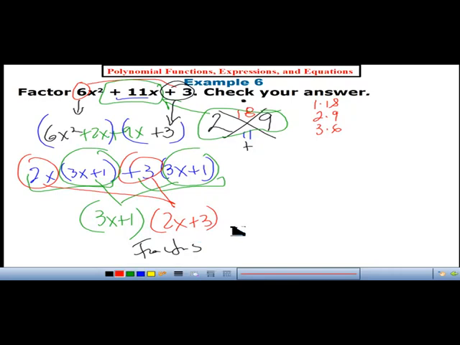Oh, okay. I get it now. All right. Thank you. And how do we check, guys? We just do what? Multiply, whichever way, area model or distributive property. I'm not going to do that. You know how to do that by yourself.